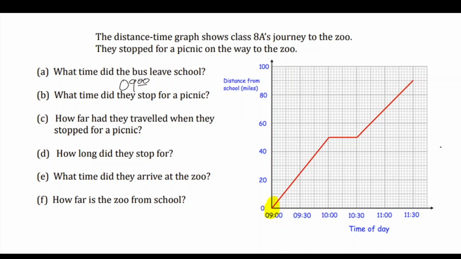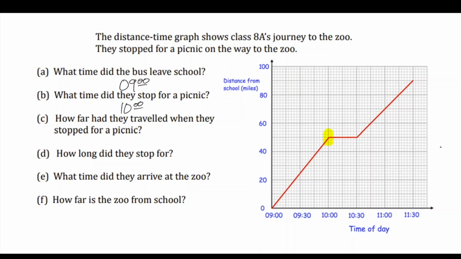What time did they stop for a picnic? We can tell that they stopped because the distance stops increasing while time continues to increase. So here's the point where they stopped. This is the horizontal part of the graph. 10 o'clock. They stopped at 10 o'clock for a picnic.